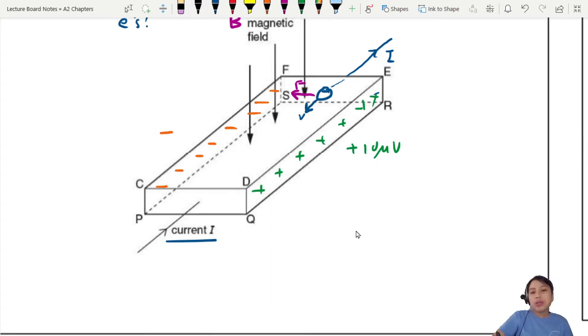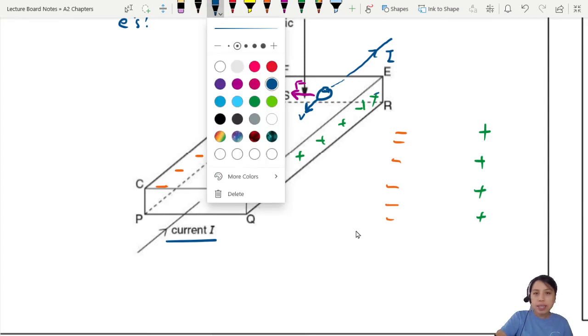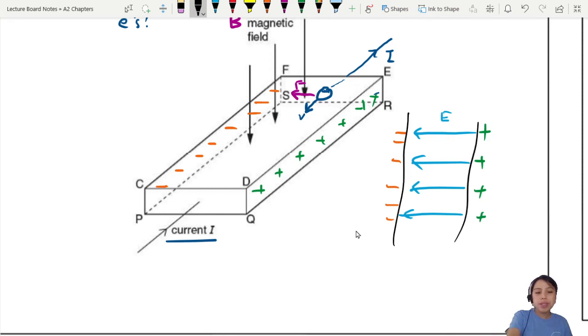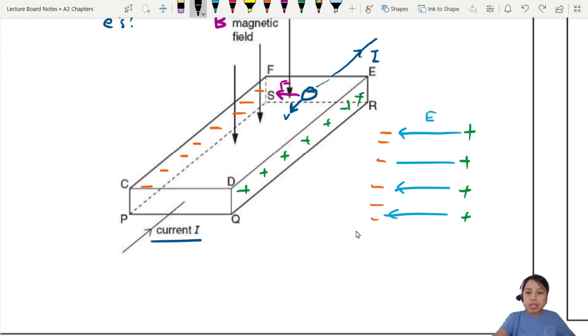Now, the electric field, how to draw? Electric field, you remember, is from positive to negative. So if one side has a lot of positive charges, and the other side has a lot of negative charges, gathered there, your electric field you can draw like this. Like a parallel plate. Okay, draw a parallel plate. So the electric field is going to be kind of pushing them that way.